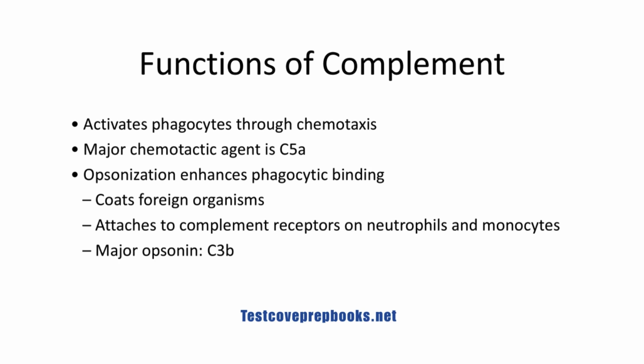Now let's talk about the functions. Complement helps activate phagocytes through a process called chemotaxis. One of the most powerful chemotactic agents is component C5a. Complement also participates in opsonization. This means it coats foreign organisms, making them easier for neutrophils and monocytes to recognize and bind. The major opsonin in this process is C3b.